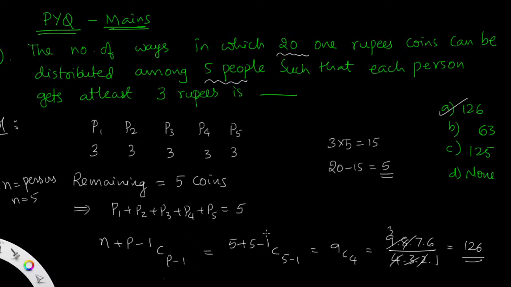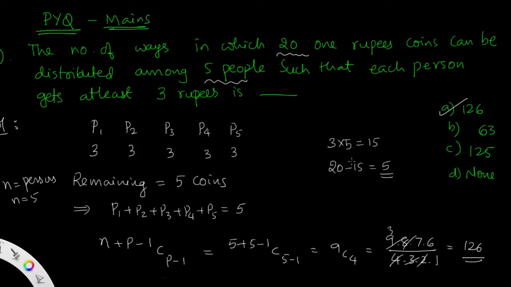So this is the question. This is a PYQ problem from the previous 2019 question. Using Beggar's formula, we can get the answer very fast. If we write all those conditions, it takes so much time. But using Beggar's formula, persons are P1, P2, P3, P4, P5. Each person gets at least 3 rupees, meaning I am giving each person 3 rupees.